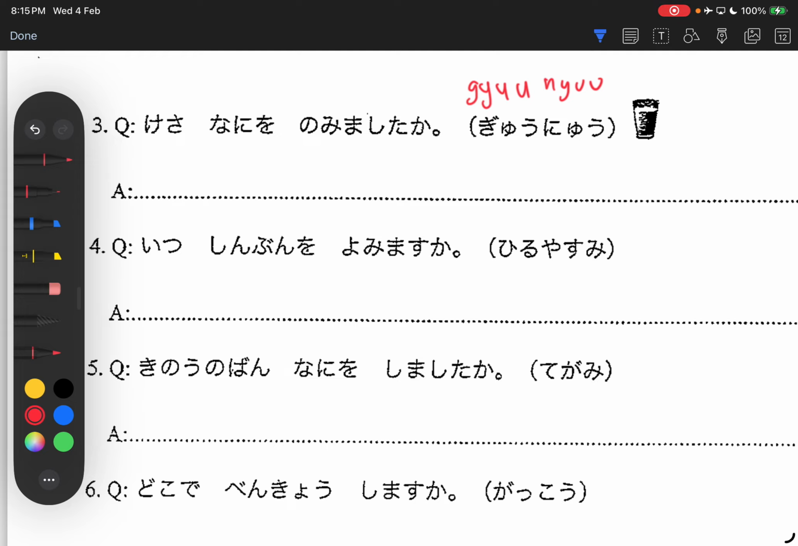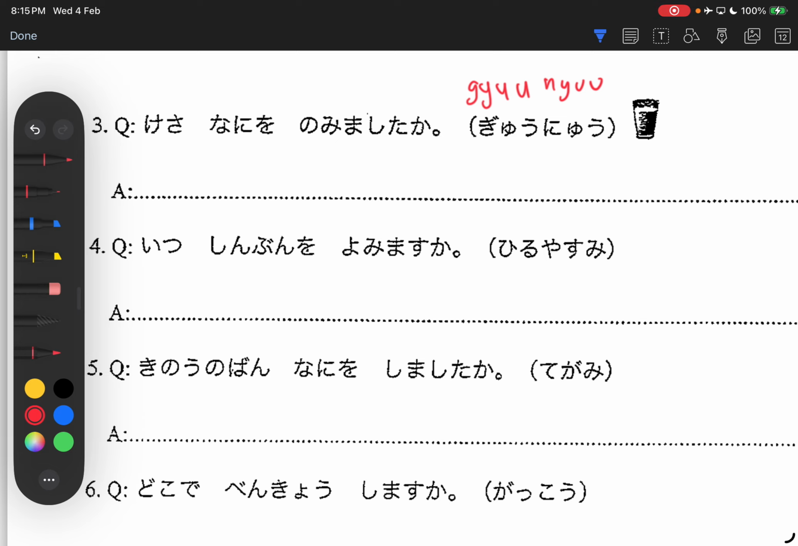Question 4. いつ新聞を読みますか? I don't know if the particle is correct. Try. 昼休みに読みます. We don't need a particle. 昼休み has no number, right? So with no number we don't need a particle. 昼休み読みます.